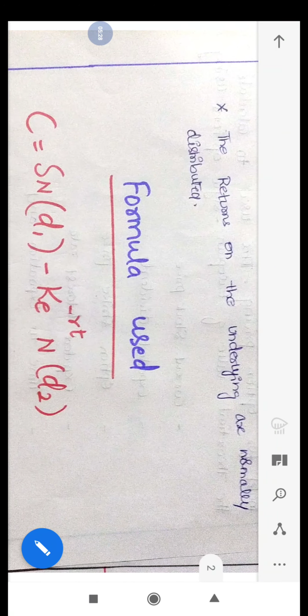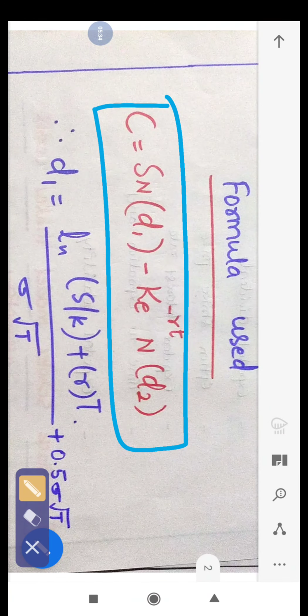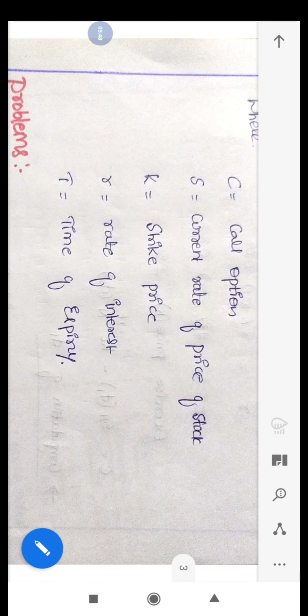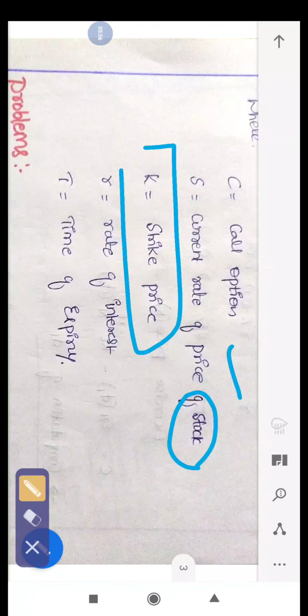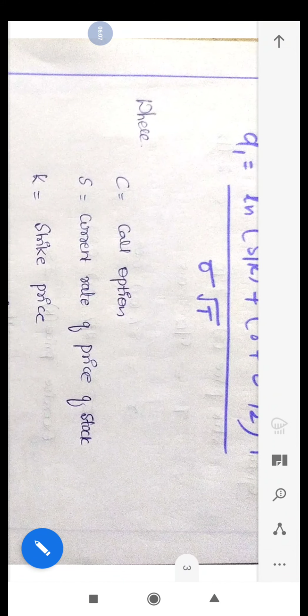Now comes the formula. So this is the formula: C equals S N(d1) minus K e to the power minus rT N(d2). What are these known for? Let's see. C means call option, S means the stock price, K means the strike price, that is the price for buying or selling the option, R means the rate of interest, and T means the expiry of the contract, that is the option.